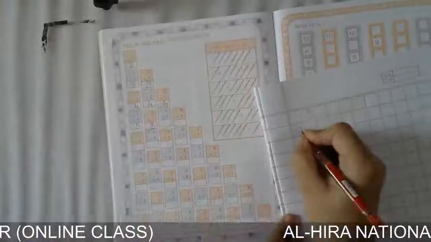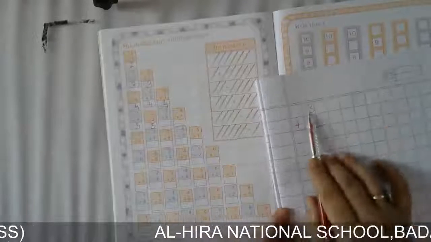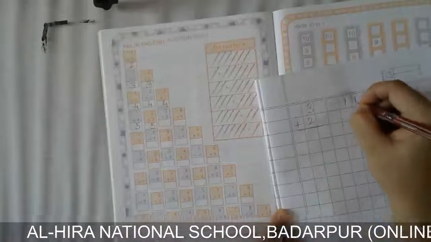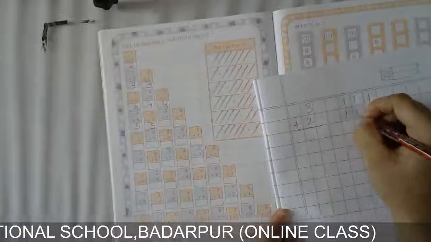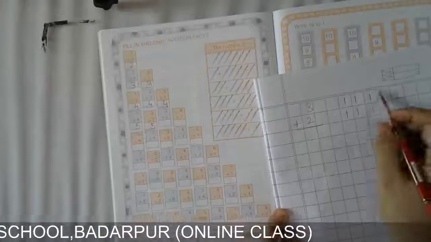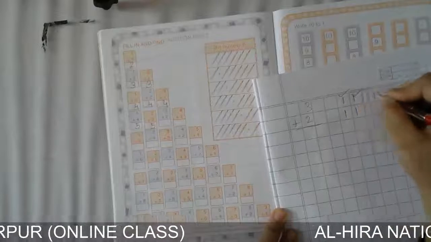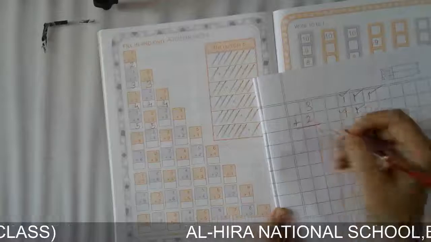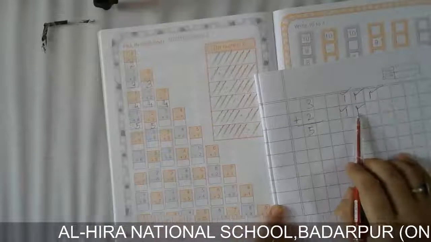Next, 3 plus 2. So here the number is 3. Put 3 lines. 1, 2, 3. The second number is 2. 1, 2. Since it is addition, we have to count all together. So 1, 2, 3, 4, 5. 3 plus 2, how much? 5. So after counting here we get 5.